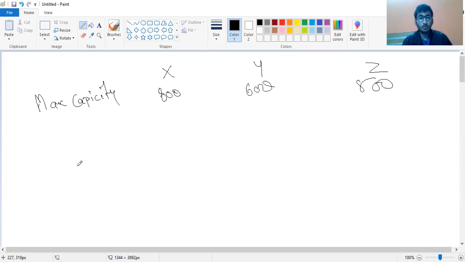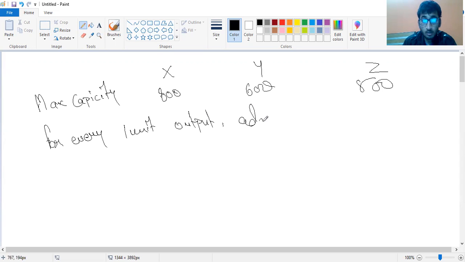Yes. So I can say for every 1 unit output, additional revenue would be 50,000. Means by selling 1 unit we will be able to get 50,000.